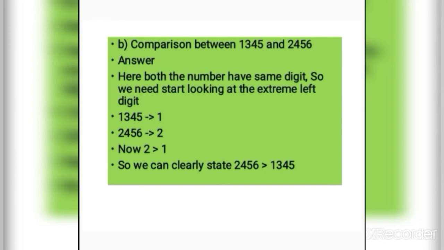Which is greater, 1 or 2? Yes, 2 is greater. So here 2456 is greater than 1345. So here we can say that if we need to compare two or more numbers and they have the same number of digits, we should check the digit on the extreme left side.